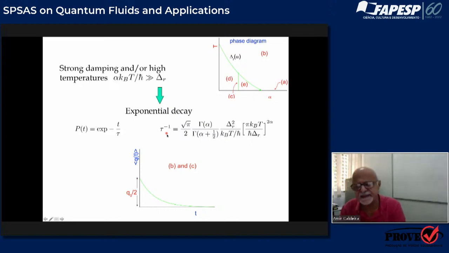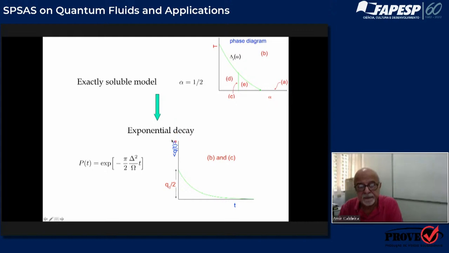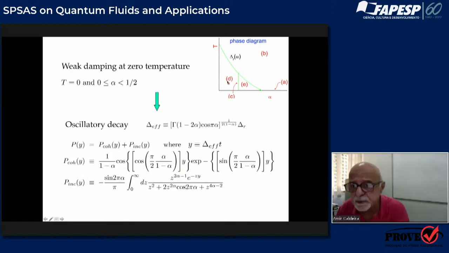And these are the relaxation times for this thing to happen. So that's B, and also C. C here, this line here, is an exactly soluble model. And this line, again, obeys an exponential decay, right? So we still have to talk about D and E. So these are the regions here, D and E, and that's again what I told you about this exponentially decaying region.